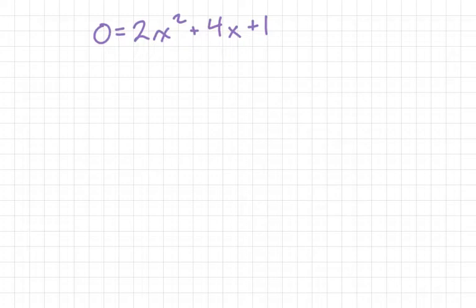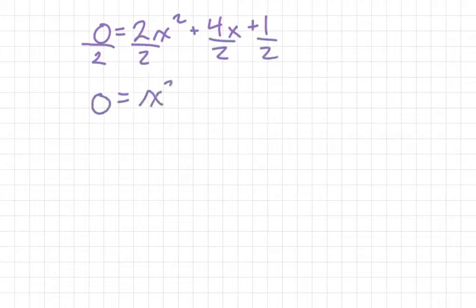So what I have to do is, a perfect square doesn't have any number in the front. Or it can, but in this scenario, we don't want it. So the first thing you do if you see a leading coefficient other than 1 is you have to divide it out on everything. And here we get 0 is equal to x squared plus 2x plus 1/2.